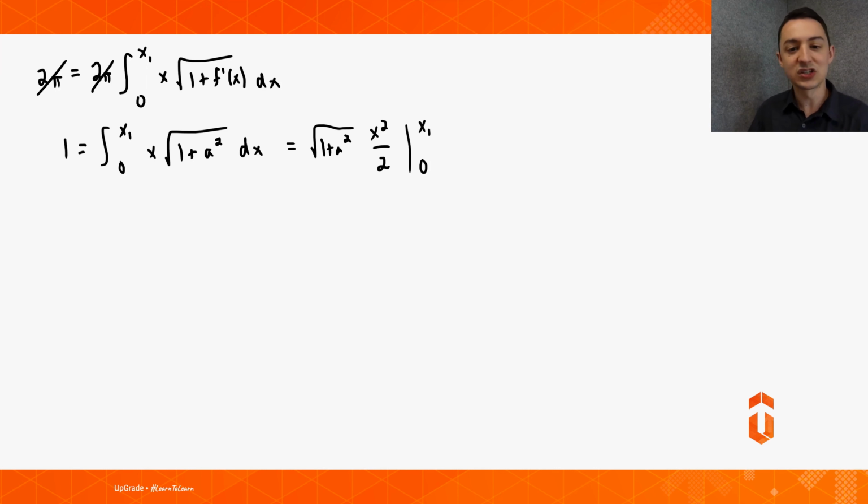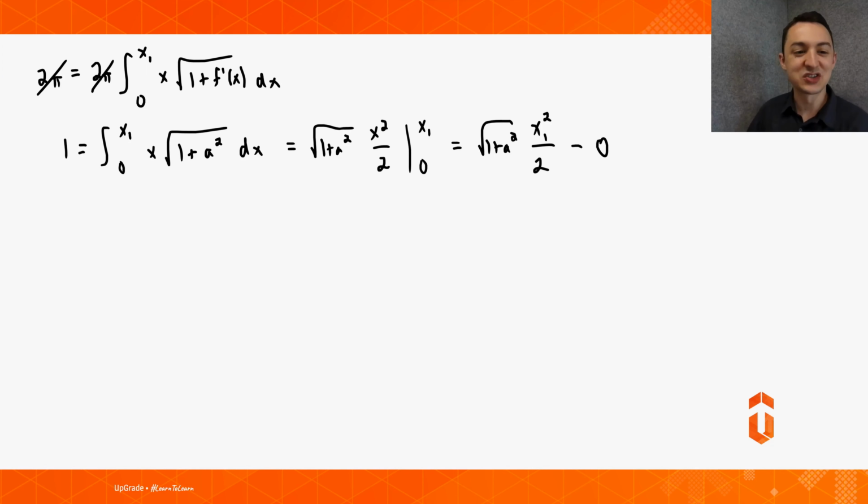0 is not very interesting. We substitute 0 in, it just makes everything go away. And so we just get the square root of 1 plus a squared times, we're going to substitute x1 squared in, and I'll just put the minus 0 there just to be clear, right? So we substitute in our upper bound for x, and then we subtract it with the lower bound substituted in, and that just gives us a 0 there.